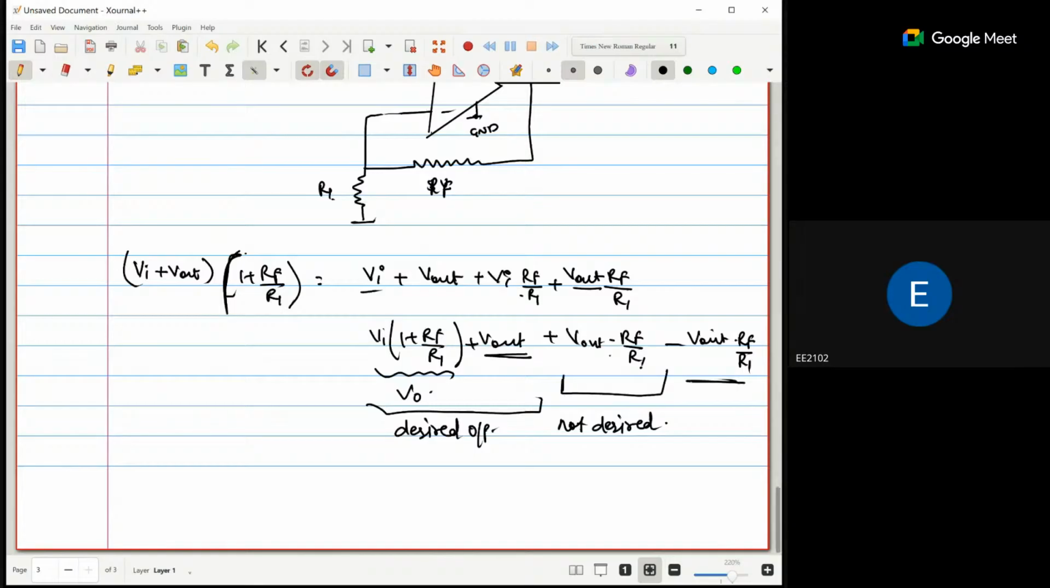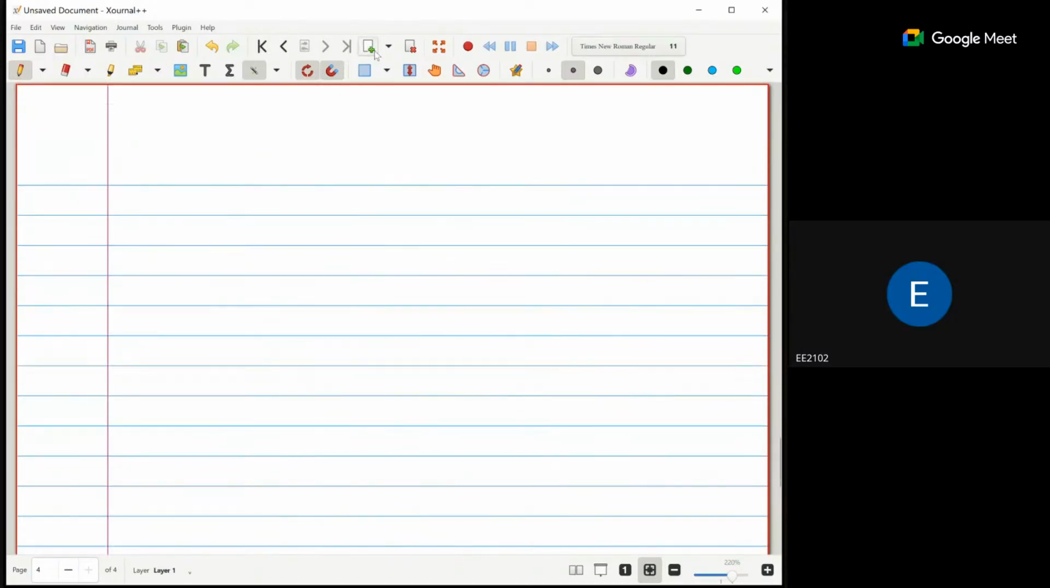How will this term be subtracted? If I add this particular Vout supply here, because of the inverting terminal, what is the output at the Vout? Minus Vout RF by R1. So this term will cancel out because of adding here. Okay. So now all the problem will be solved. Is it clear? Yes, sir.